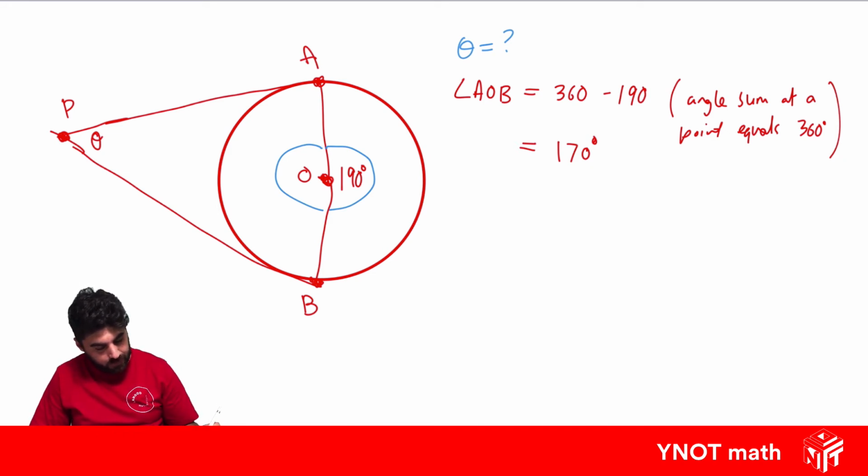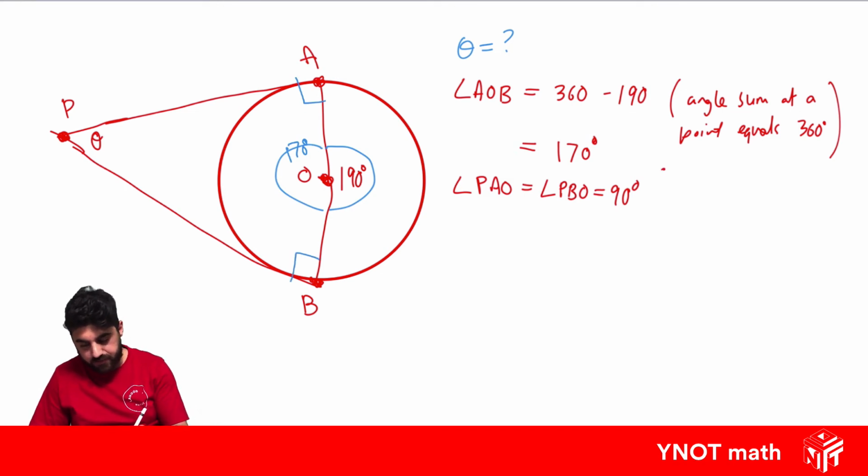Now, we can also say that angle PAO is going to equal angle PBO, which equals 90 degrees. So let's just have a look at that. Angle PAO, so this one here, is going to equal angle PBO, 90 degrees. And the reason for that is we've got two tangents meeting up with a radius, and a tangent meeting with a radius always makes a 90-degree angle. So now we know that this angle here is 170. These ones are 90.